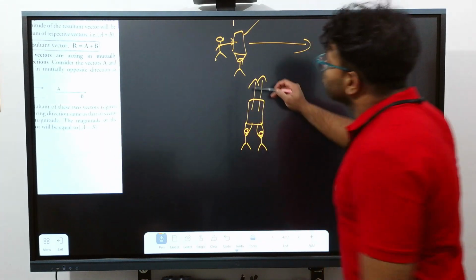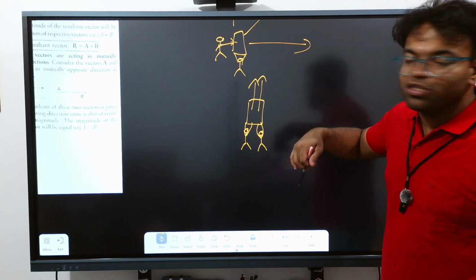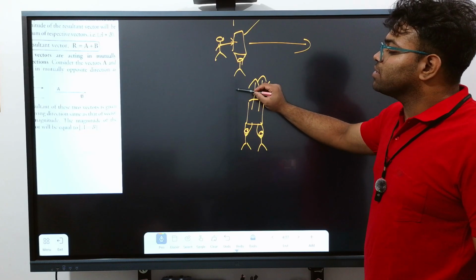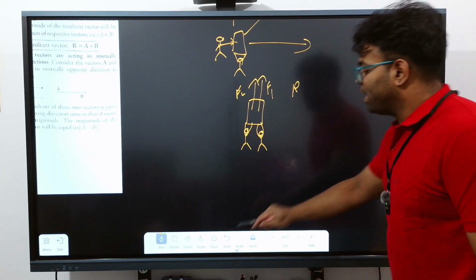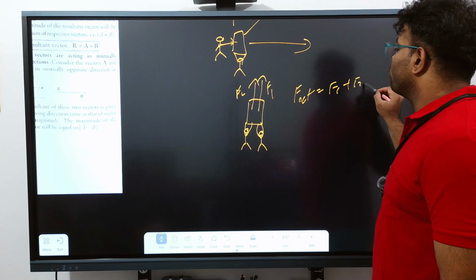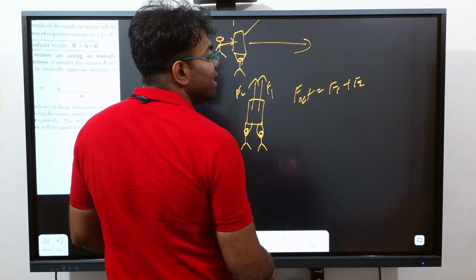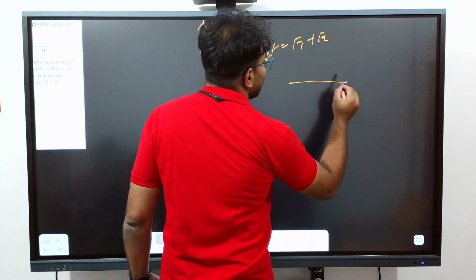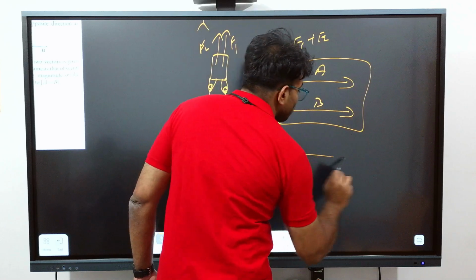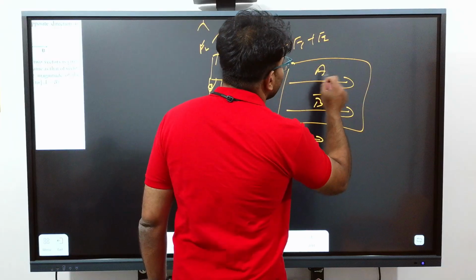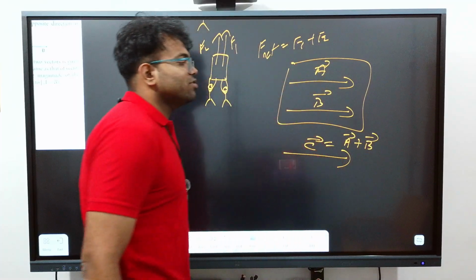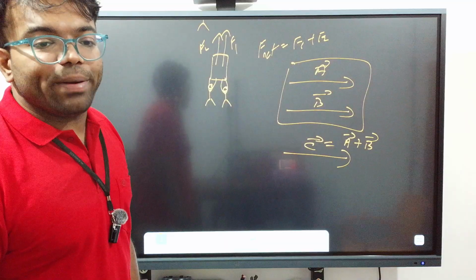So the resultant force is a combination of both of your forces. For example, let's say you applied a force of F1 newtons and this person applied a force of F2 newtons, then F net is equal to F1 plus F2. So if there are two vectors acting in the same direction, like this is A and this is B, you can combine these two vectors into one single vector called C, which has a magnitude of both A and B together. So C vector becomes equal to A vector plus B vector.